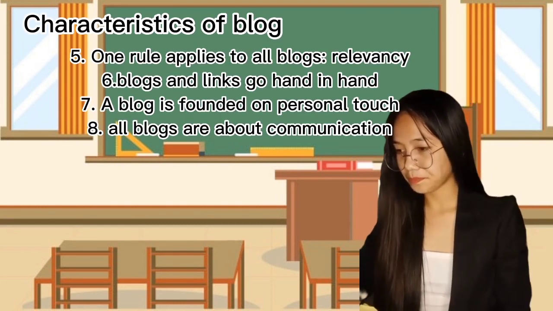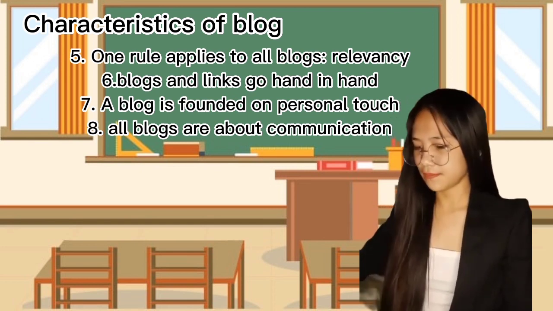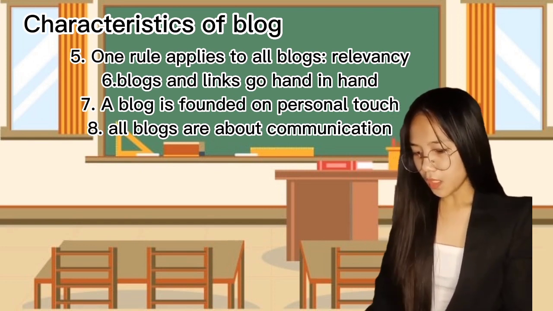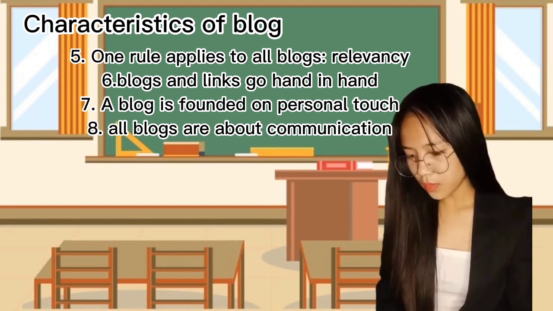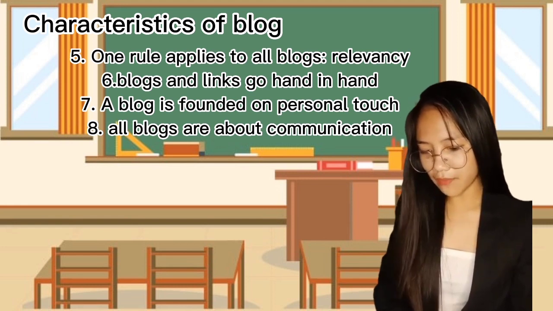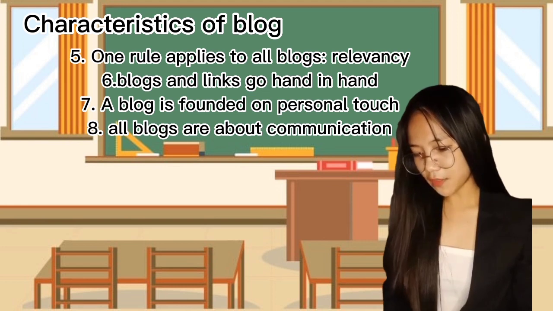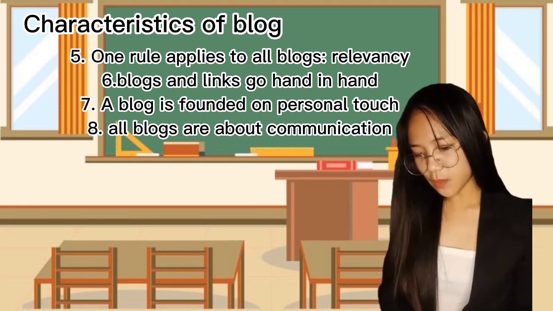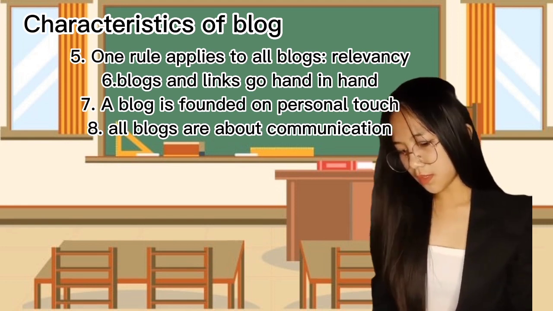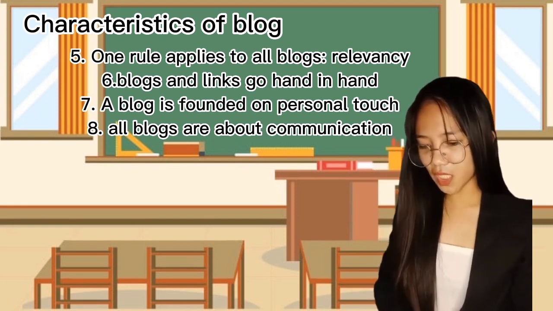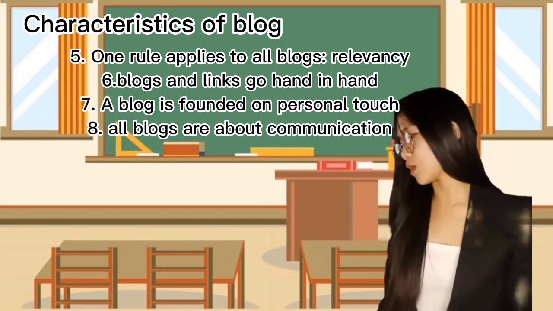Number five: one rule applies to all blogs, relevancy. Every engaging content must be relevant. This rule especially applies to blog posts. They might differ in types, mediums, formats, and styles. In order to arouse interest or evoke debate, they have to be original and unique, but to be read at all, blogs must deliver upon their promise.